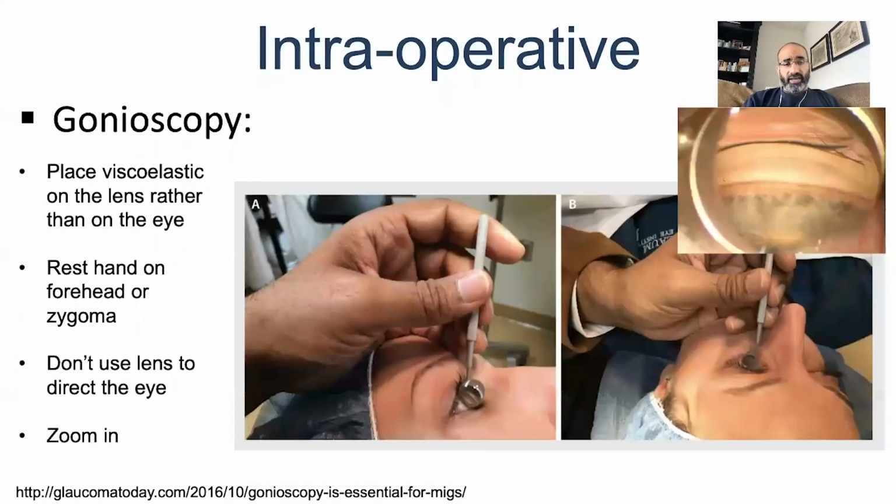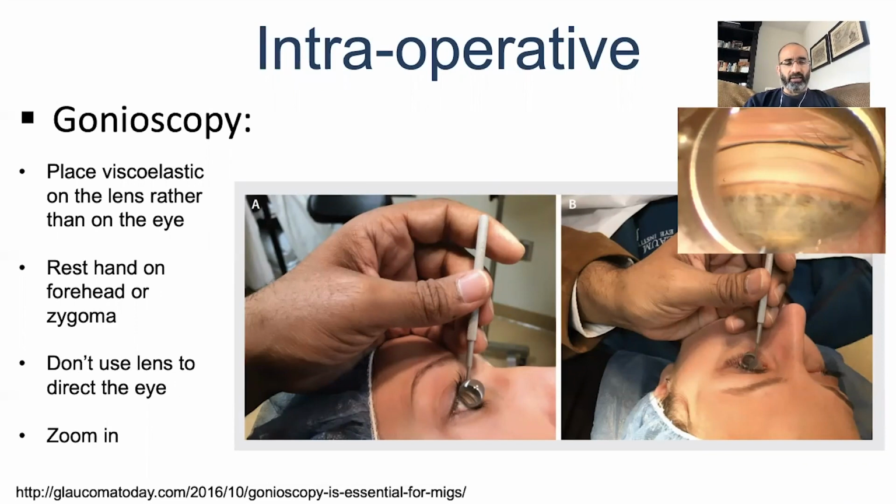Another part here that we maybe don't focus on as much is just hand positioning itself. When you're using a gonioscopy lens, it's really important to keep that hand very stable. So if it's a right eye and you're operating from the temporal side, your left hand would be resting on the forehead. And then, of course, the opposite of that, your hand would be resting on the zygoma, just to give you more of a stable hold on what you're doing.